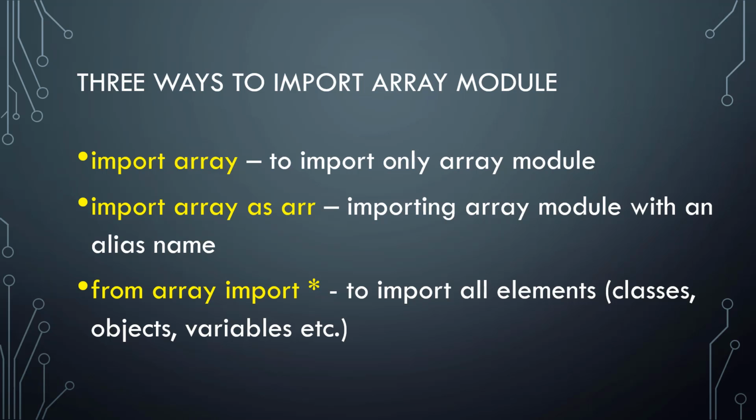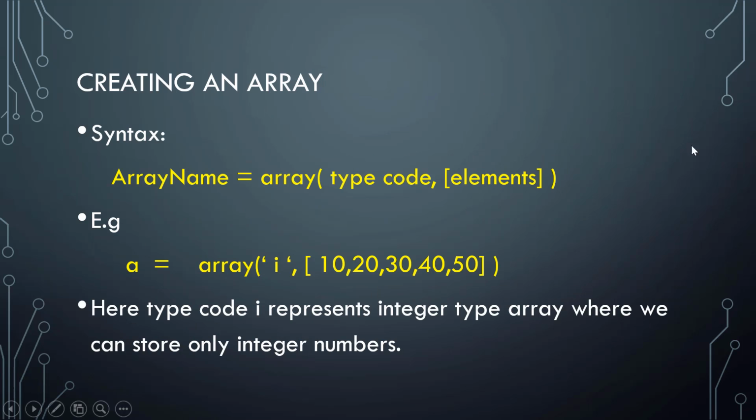You need not write array dot array again and again, as in the first example I told you. You need not do it like this. That is why the flexible model is the last one. Anyhow, I'll show you all these three in three examples. Now, how to create an array?